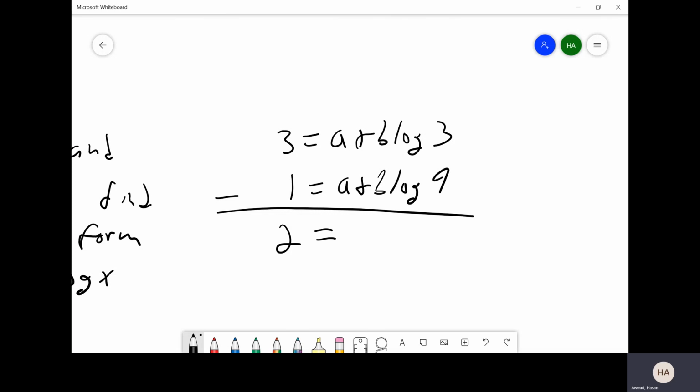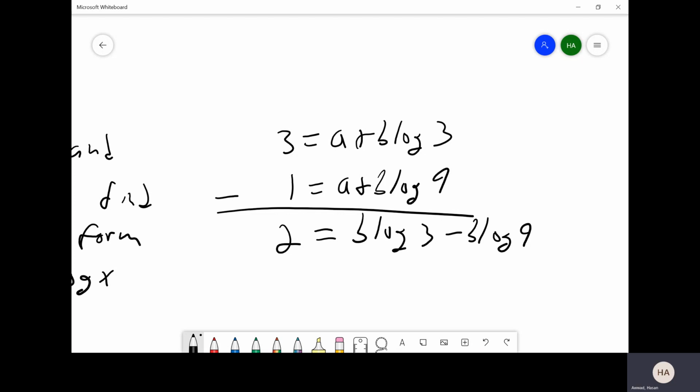What's positive a minus a positive a? Well, a minus a just drops out, right? And a minus a is just 0. So a goes away, which is really important for us because now we'll only have one variable to solve for. We'll only have the b to worry about, right? So now we have b log 3 minus b log 9, which we can't really simplify just yet. So we're just going to write this as b log 3 minus b times log of 9.